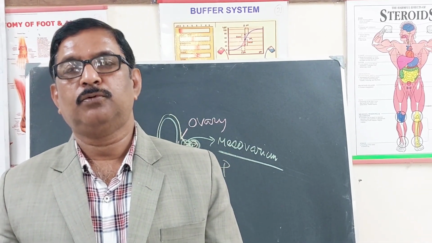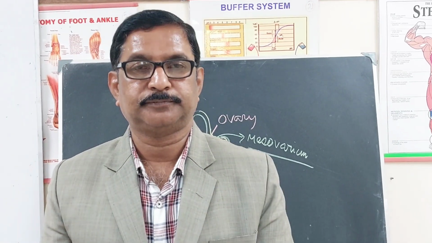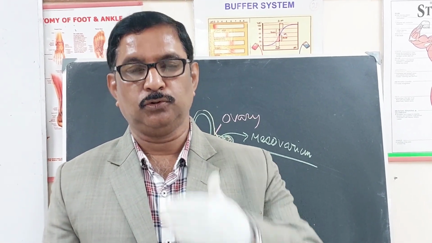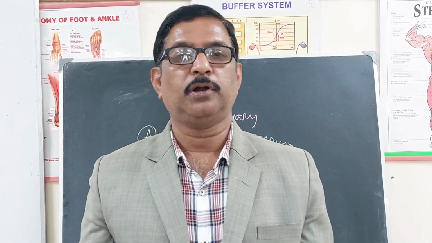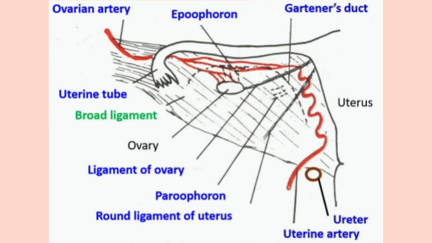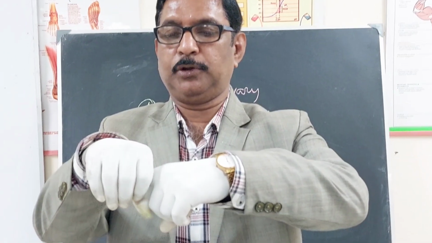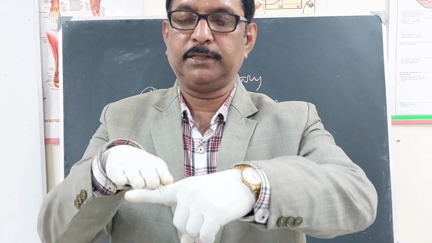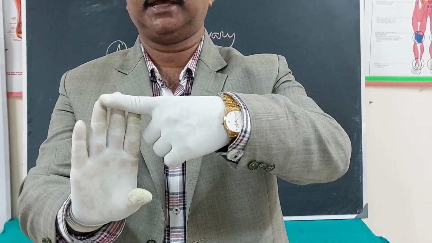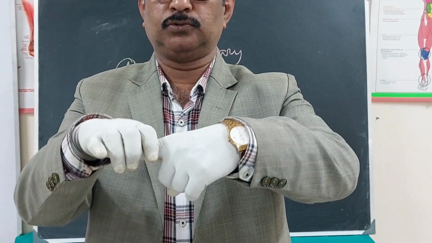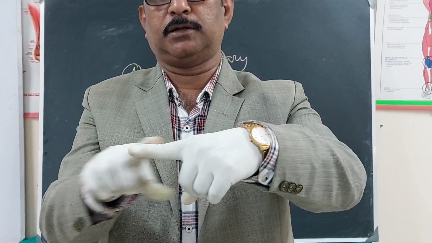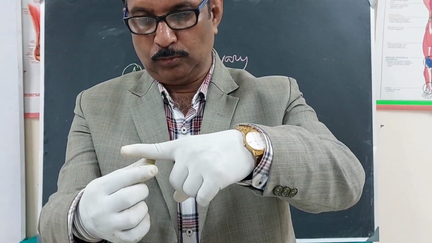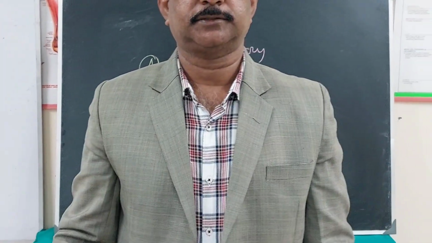Then come to the contents of this broad ligament. The broad ligament has two layers, as I told you, an anterior layer and a posterior layer. Between these two layers there are so many structures, and one structure you know is the uterine tube. The peritoneum or broad ligament covers the anterior and posterior side over the uterine tube. So the uterine tube will be in between the two layers of broad ligament, in the uppermost part, and below, between these two layers, there are so many structures.